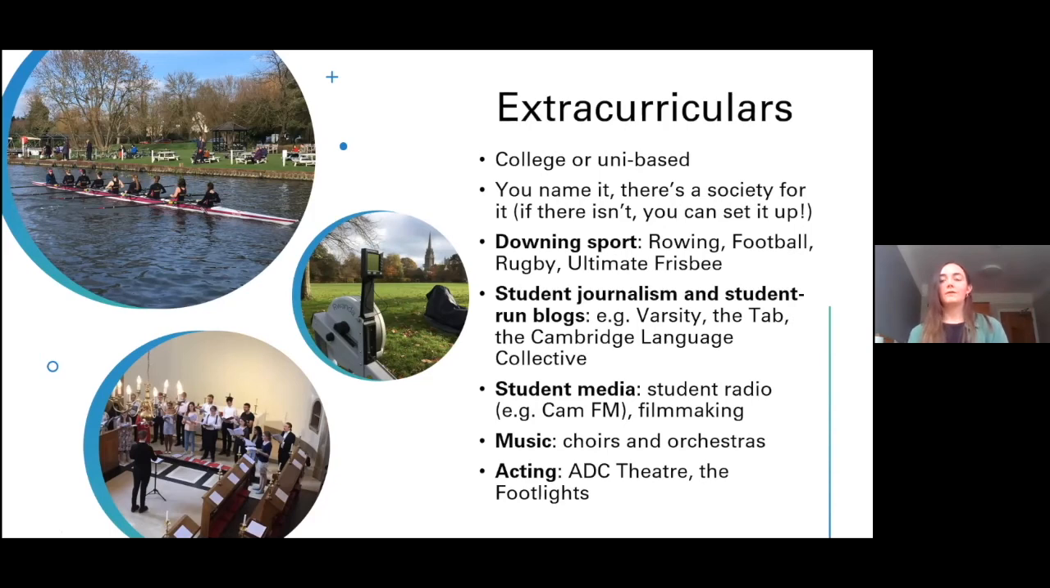And if you're interested in any other societies, there's a really big long list on the university website that you can look at. And if there's still a society that you'd like to join, but it doesn't exist yet, you can set it up. So there are just so many options of what you can be doing in your free time.